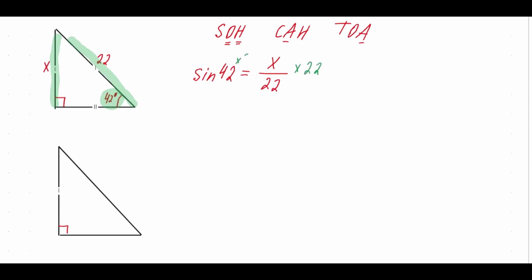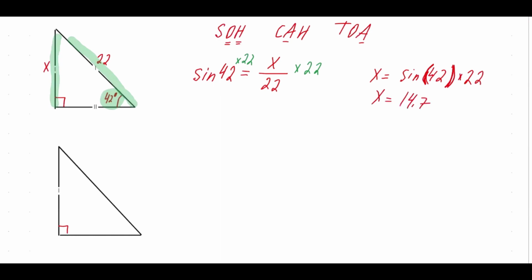And look what we have now. x equals sine of 42 times 22. Now, when you put this on your calculator, you will open parentheses here. If you don't close it, it's going to multiply 42 with 22 and then take the sine. So don't forget to close the parentheses and then multiply by 22. By doing that, you should get that your leg is about 14.7.